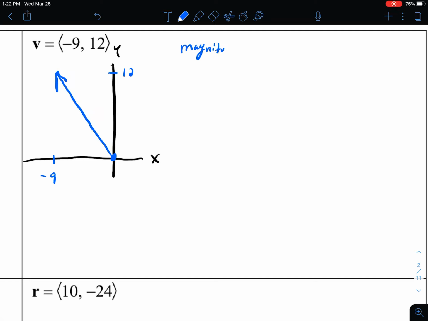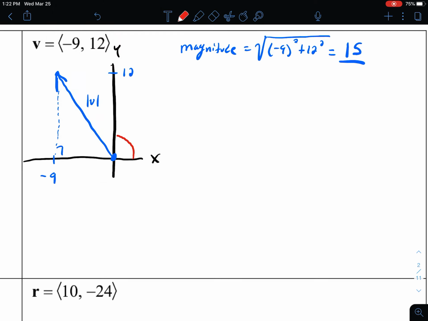And we want to find the magnitude. All right, so the magnitude, if you close in that triangle, the magnitude is the hypotenuse. So it equals the square root of negative 9 squared plus 12 squared, which would give us 15.